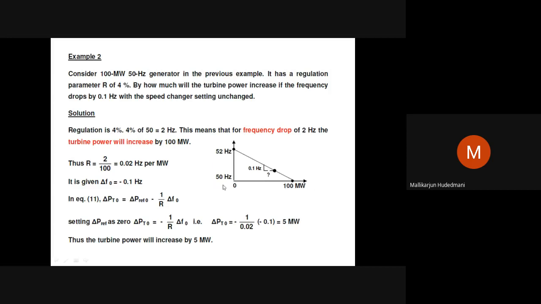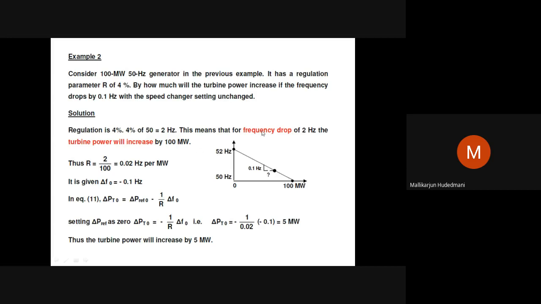The horizontal reference is 50 Hertz. The natural droop of 4% makes it 52 Hertz. From 52 to a point of 100, draw a line. The slope of this is 4%. This is the meaning of that. The slope of this line is 4%.